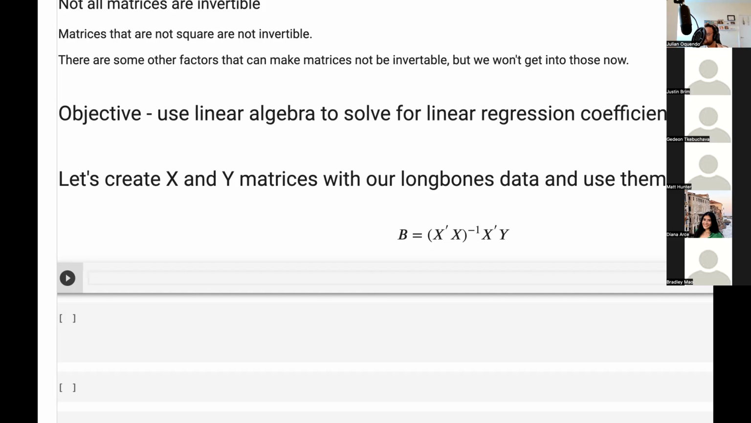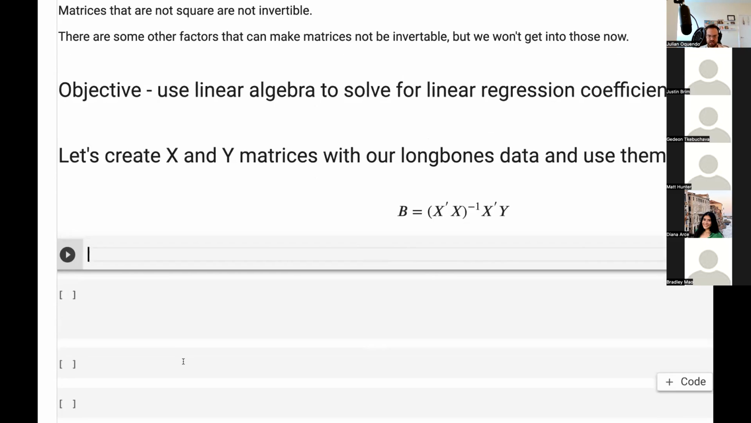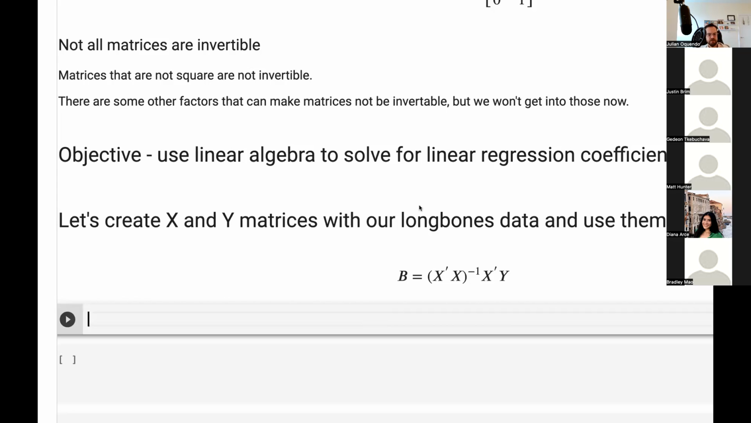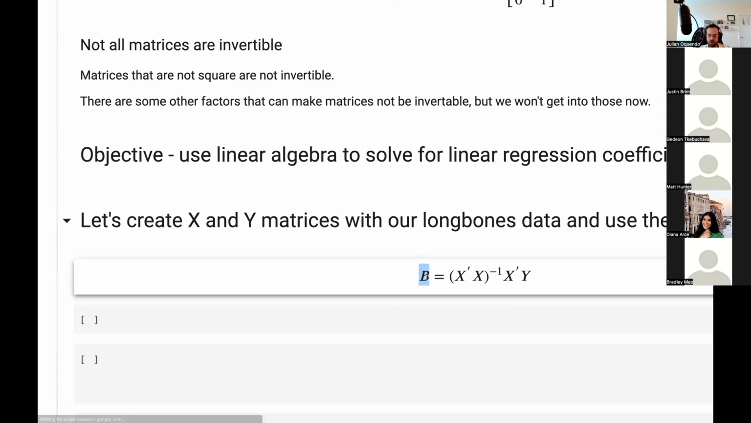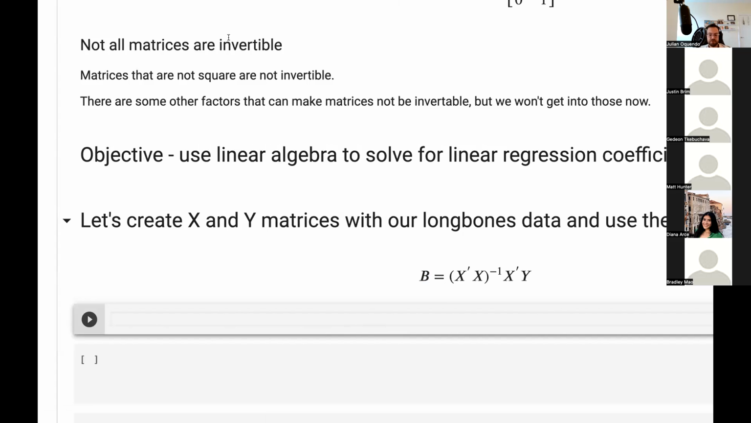So let's dive into this first equation. What we're going to do is manually create our X and Y matrices using the Longbones data set to solve for the slope and the intercept values. This can be kind of a lot of code to build in, so I'm just going to create a code thread on Slack now, and I'll make sure that if you are following along, you can see what's happening with your array itself.